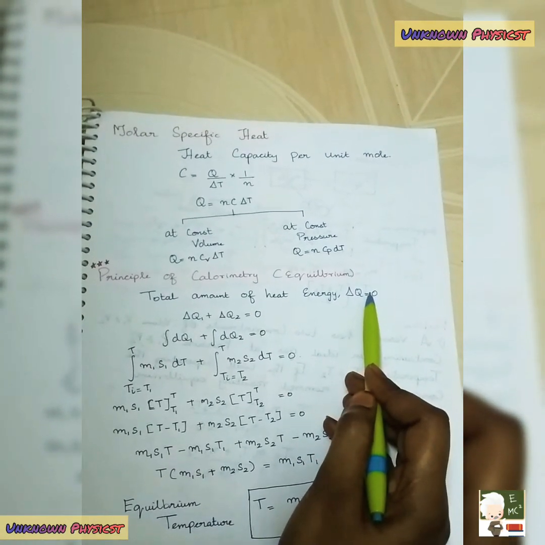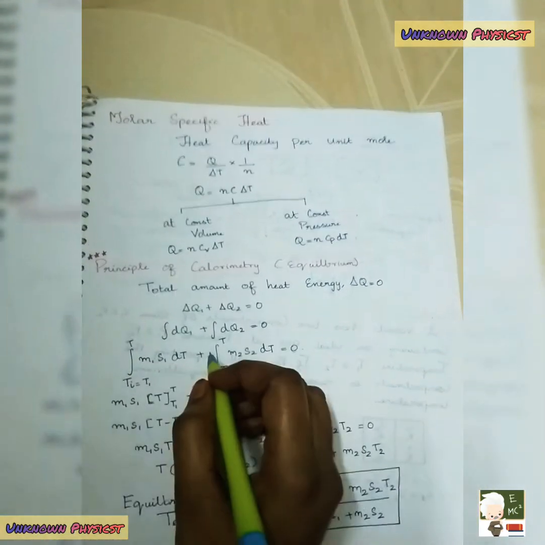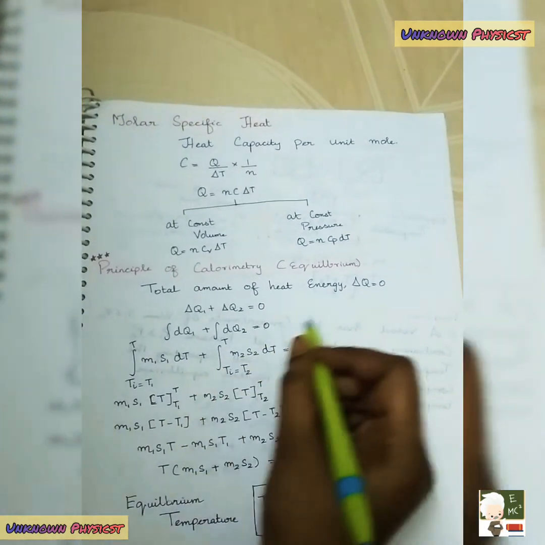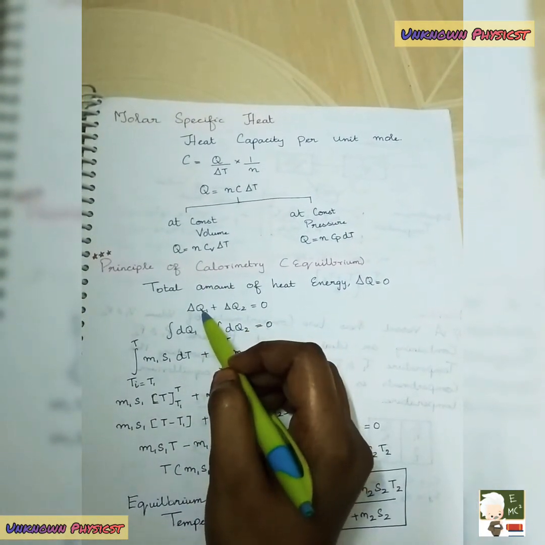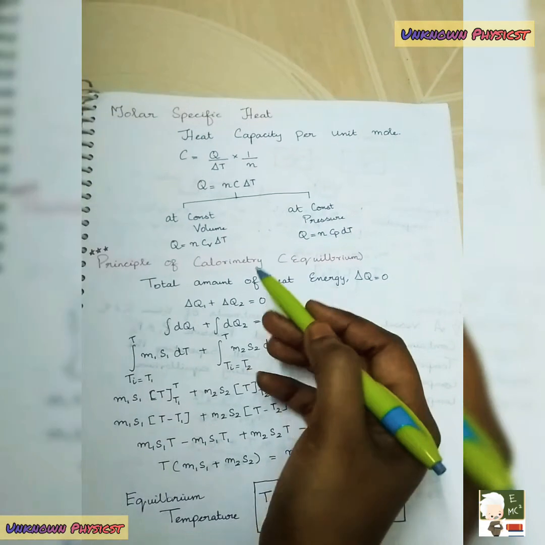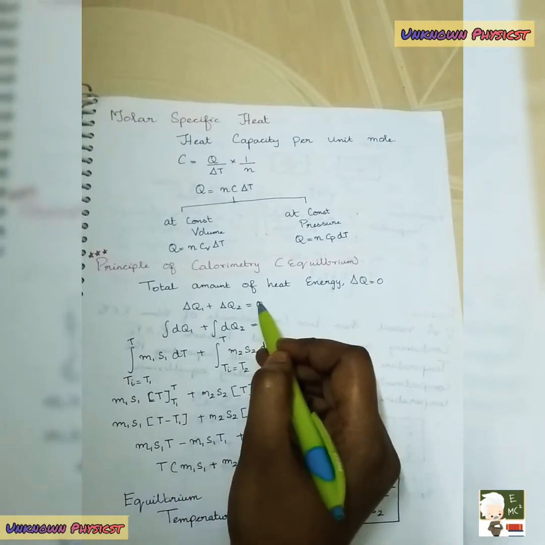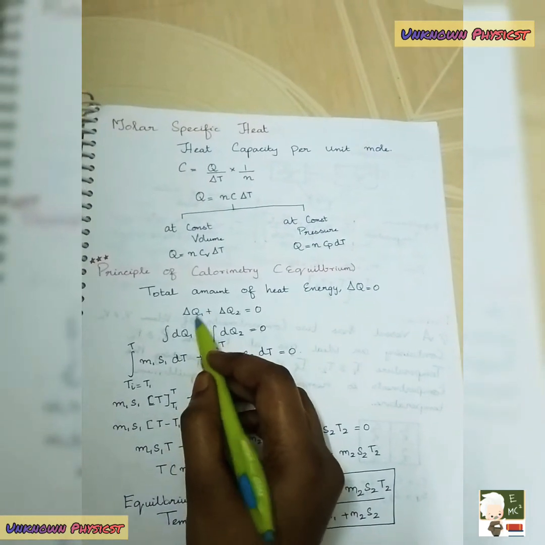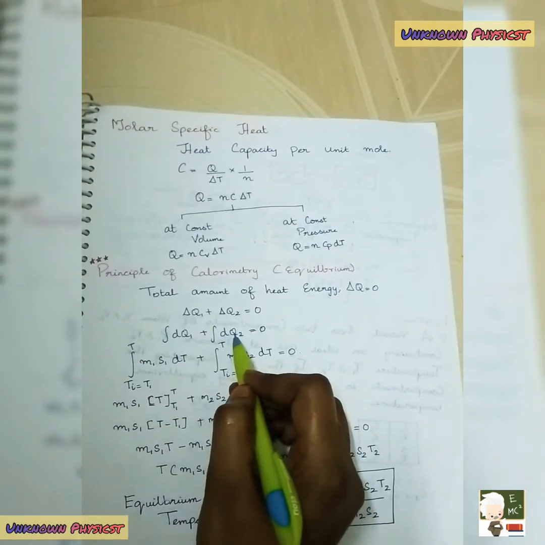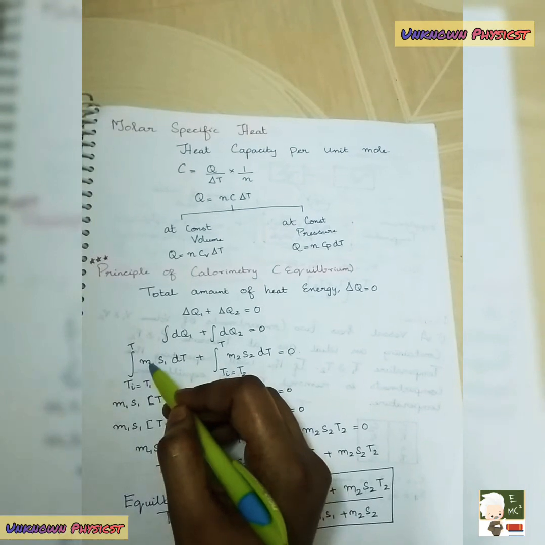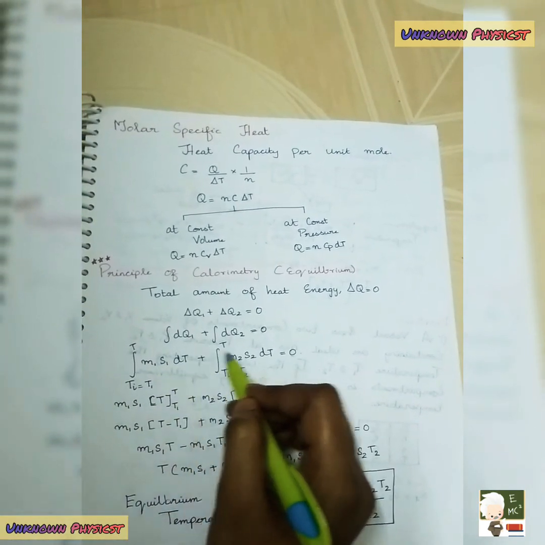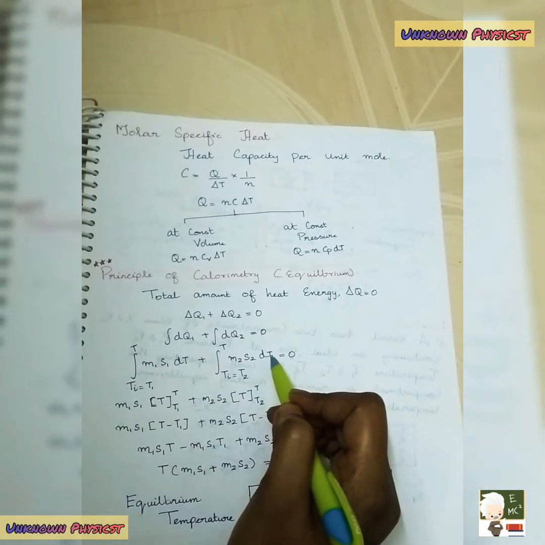Heat loss is always negative and heat gained is always positive. So since there are two systems, delta Q1 plus delta Q2 is equal to 0. I can write this as integral dQ1 plus integral dQ2 is equal to 0. We know Q is equal to m s into delta T. So m1 s1 into dT and m2 s2 into dT.